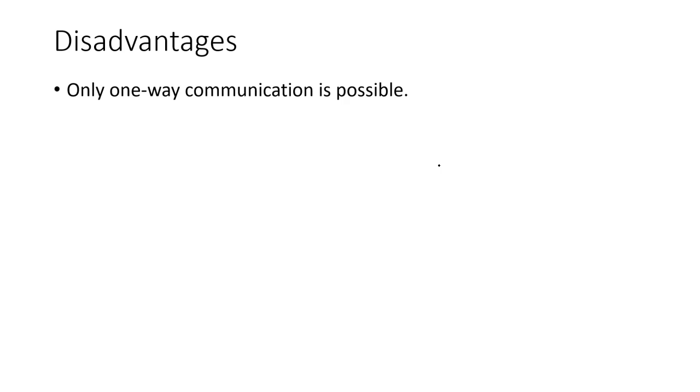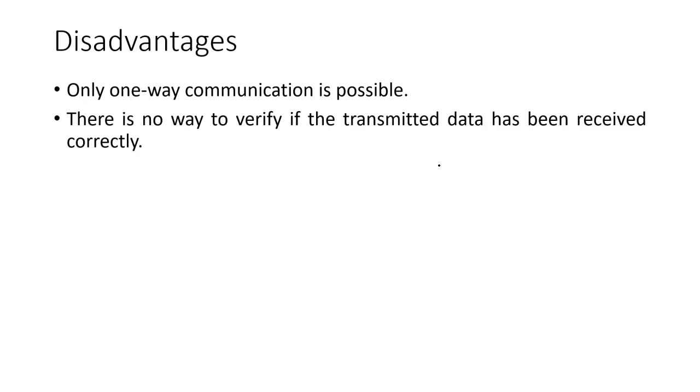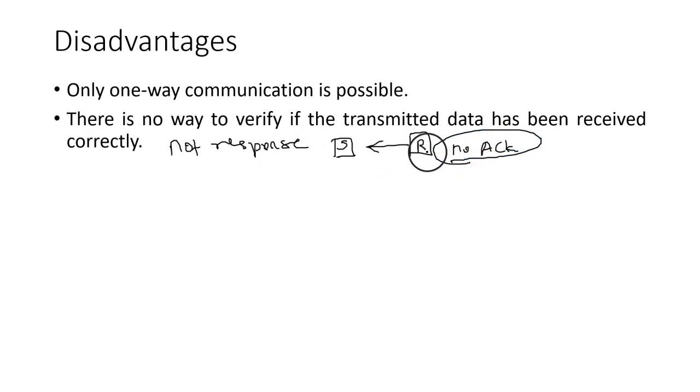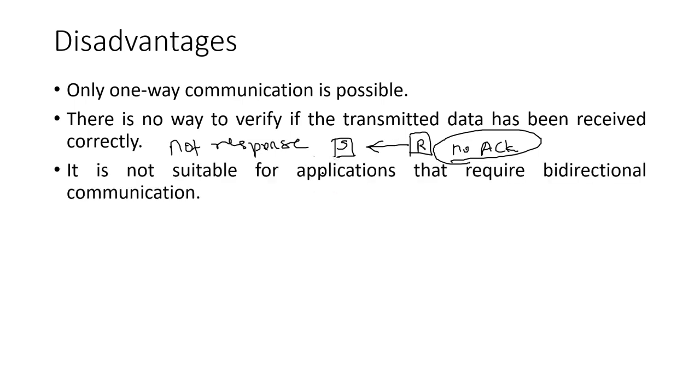Disadvantages of simplex mode. In using simplex mode, only one-way communication is possible. There is no way to verify if the transmitted data has been received correctly at the receiver end because there is no response from receiver to sender, or there is no acknowledgement from receiver to sender. Simplex mode is not suitable for applications that require bidirectional communication, that is two-way communication. It is purely designed for unidirectional communication or one-way communication.